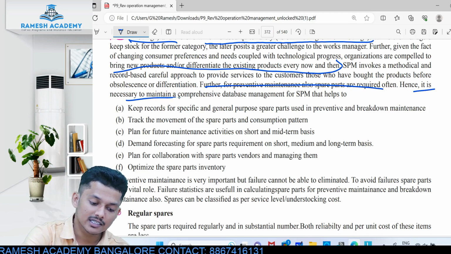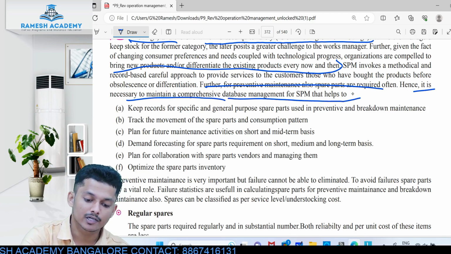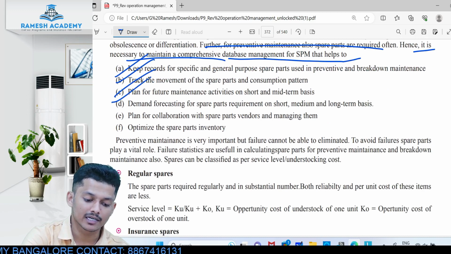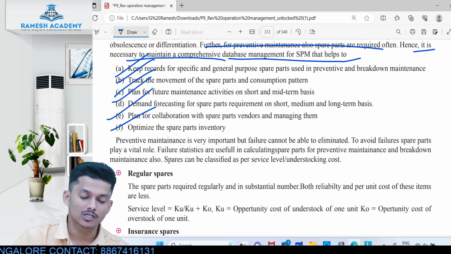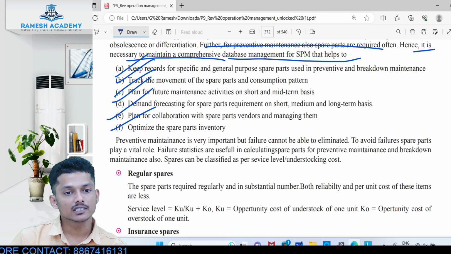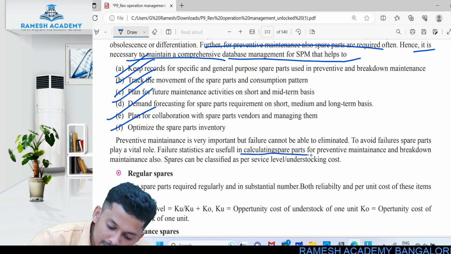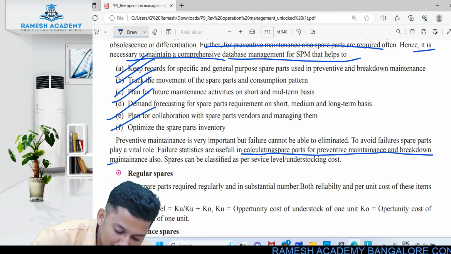Hence, it is necessary to maintain comprehensive database management of SPM that helps to keep records, track the movement, plan for future maintenance, demand forecasting, plan for collaboration, and optimize the spare parts inventory. Preventive maintenance is very important, but failure cannot be eliminated. To avoid failure, spare parts play a vital role. Failure statistics are used in calculating spare parts for preventive maintenance and breakdown maintenance also.